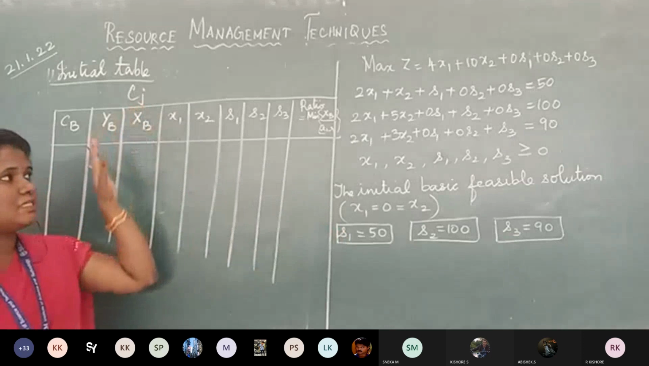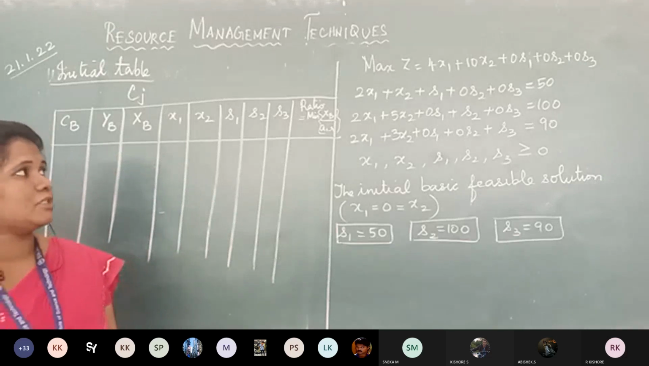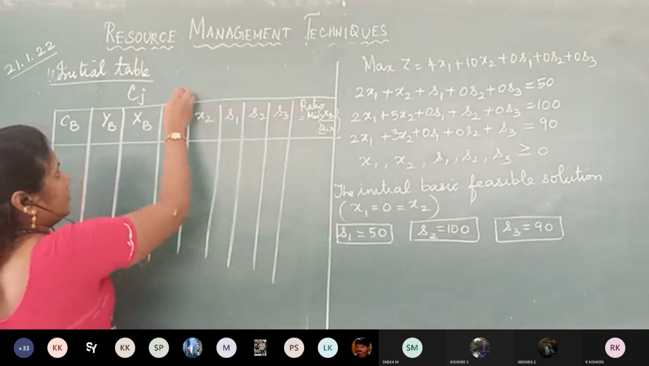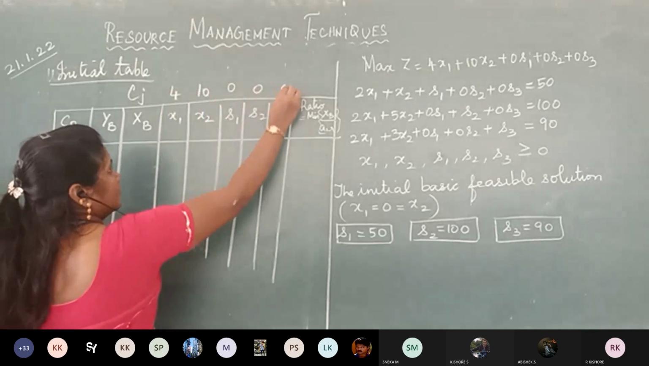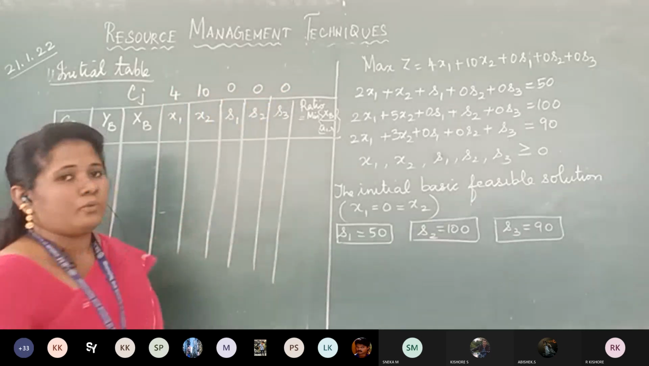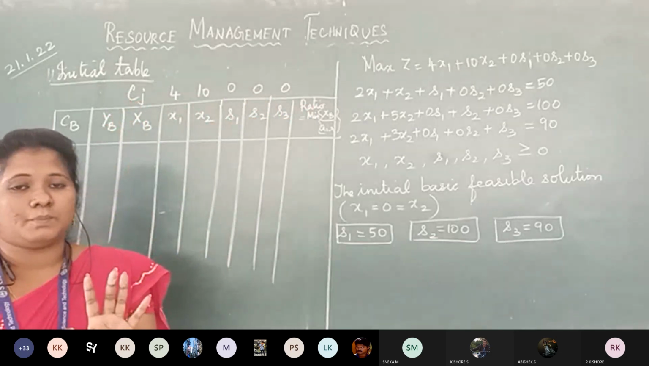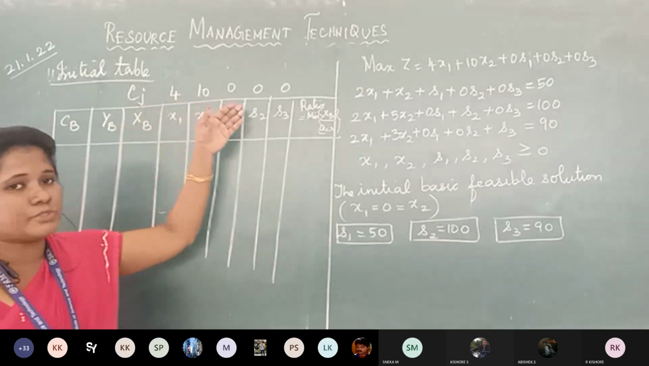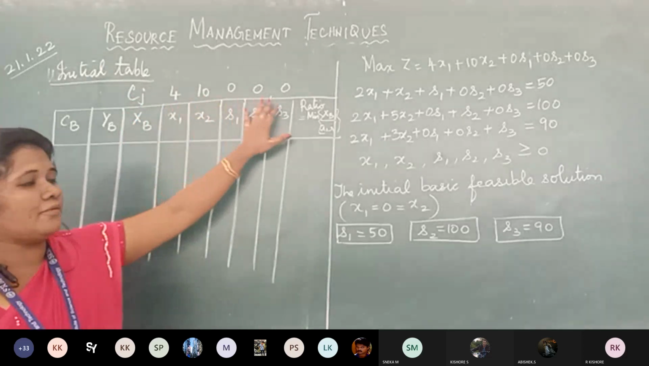So what is the CJ? CJ is in your objective function. Here it is your maximization. Your corresponding coefficients you will be writing. The coefficient of your x1 in your objective function is 4. Your x2 is 10. Your s1, s2, s3 will be 0. You write the coefficients of your variables here. That is your CJ. You can write it down and keep it, because when you look at it the next time, you won't understand what these values are. CJ is nothing but the coefficient of your objective function. That coefficient I've written on top.